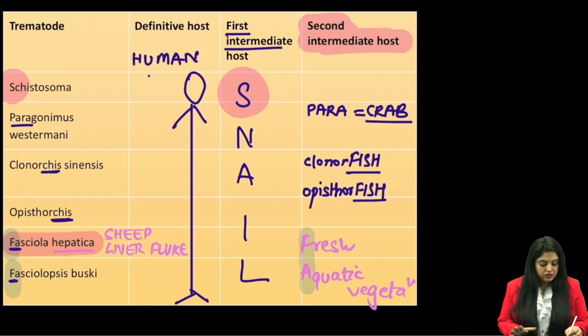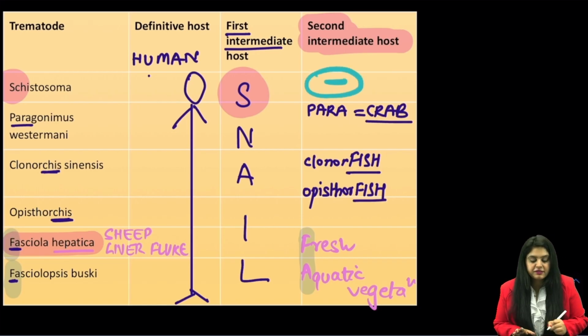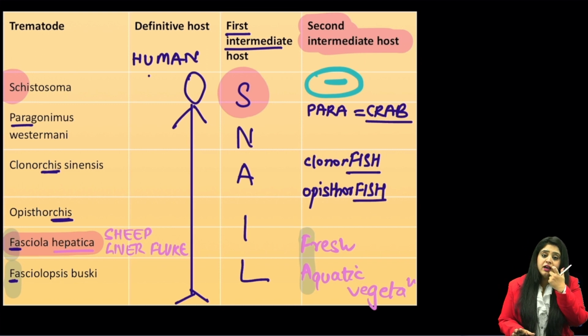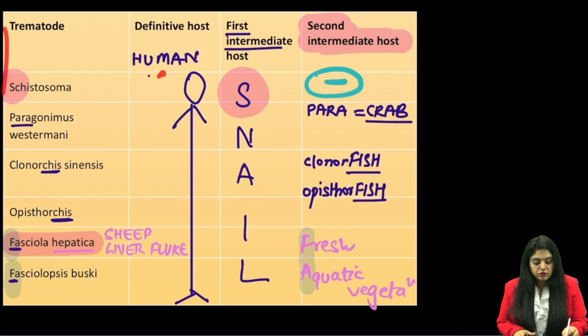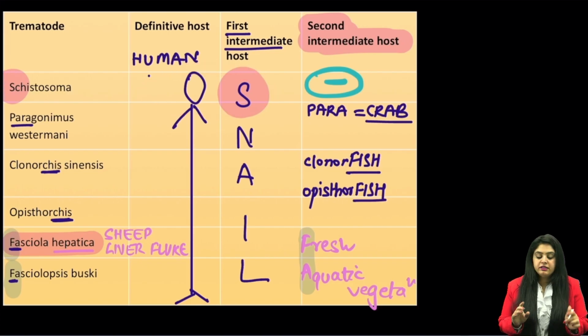Schistosoma says, I have got the snail. I don't need anyone else thereafter. Schistosoma does not have a second intermediate host. So I hope the hosts are clear. Schistosoma is only human, snail, human, snail. Schistosoma gets the S, and Schistosoma is satisfied. Give Schistosoma its S, and Schistosoma is happy.